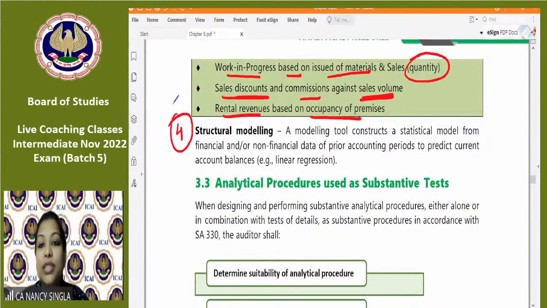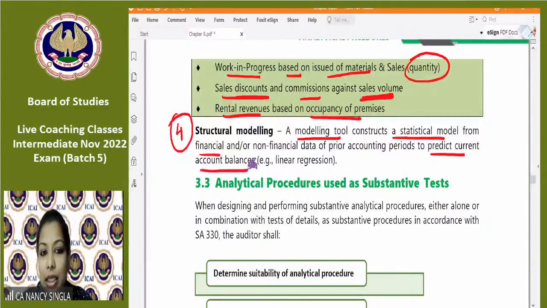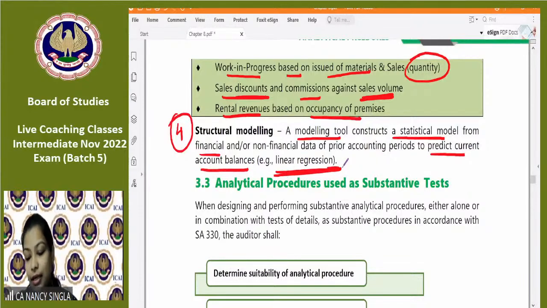And for all those who are saying, ma'am, what complex calculations? So see, the modeling tool constructs a statistical model of financial and non-financial data of prior accounting periods to predict the current account balances, like linear regression. See, what is linear regression? Whereby you study the relationship between two variables where one is dependent on the other.